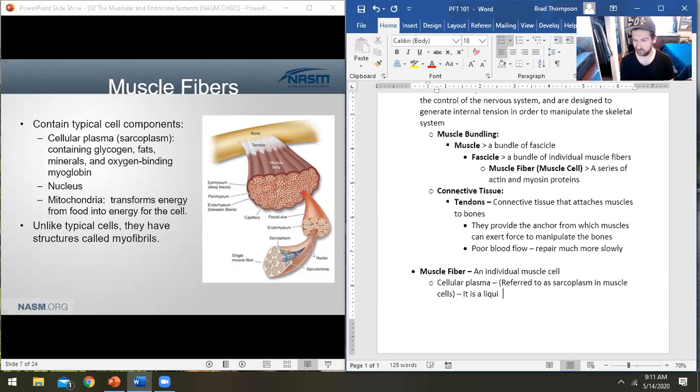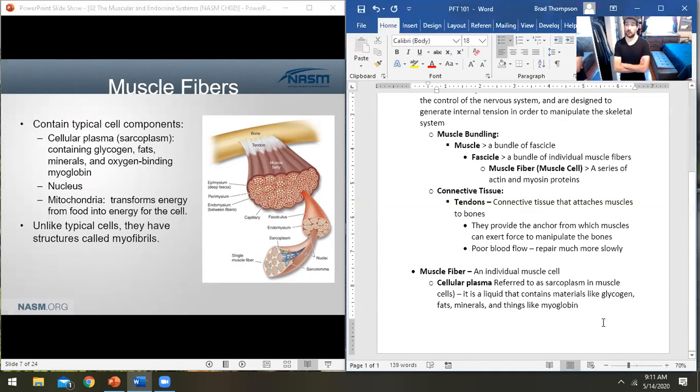It is a liquid that contains materials like glycogen, fats, minerals, and things like myoglobin. So your liquid portion, right, when we look inside of a cell, that liquid portion is going to be just like any other liquid portion. That allows you to kind of move materials around.